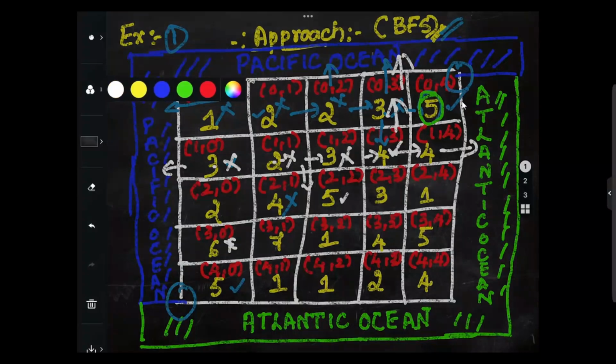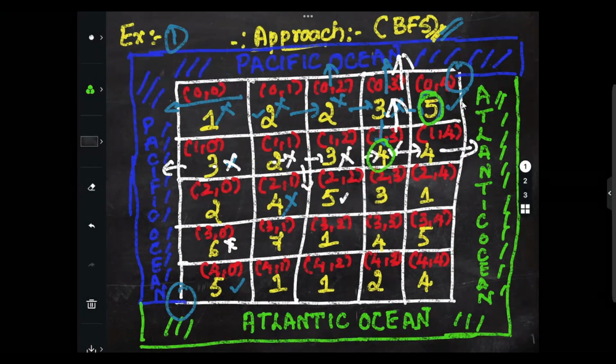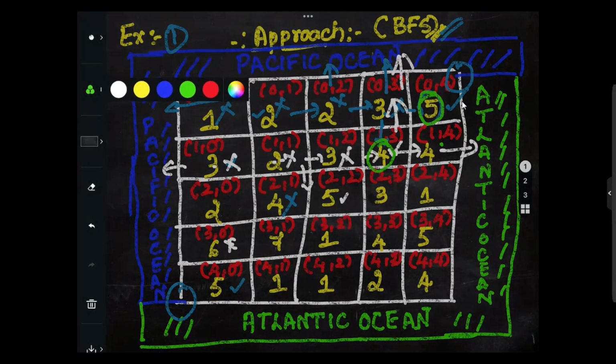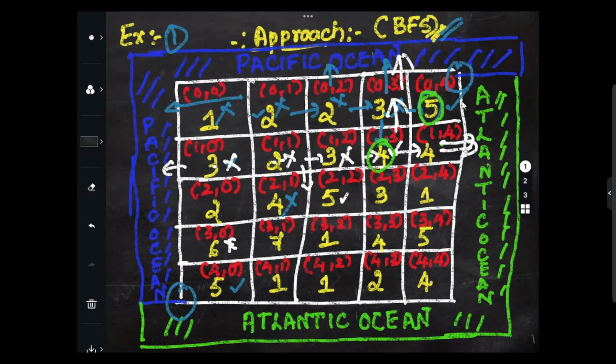So this satisfies the condition here. This one we have to consider nothing but 1, 3 in this case. So this 4 also can flow directly into the Atlantic Ocean, no value at all. So here we can clearly see on the left side 4 is equivalent to 4, so we'll move to the next cell.